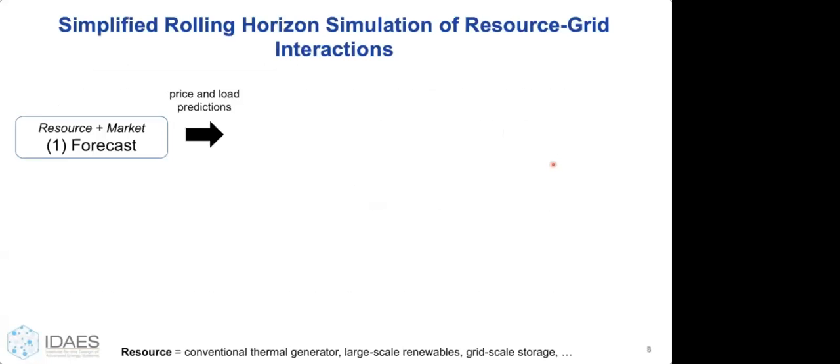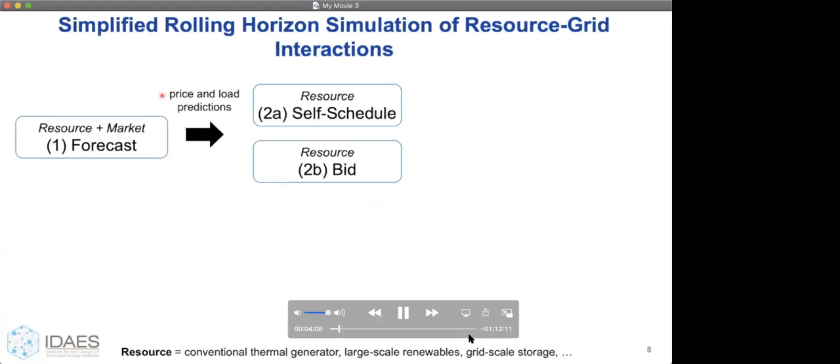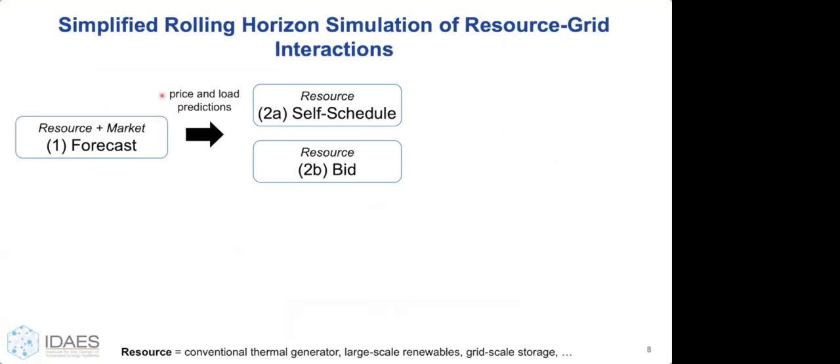Before we can get into that, we need to understand the steps for participating in the market. It starts with a resource in the market making a forecast. This is forecasting the price in the market or the load. So the market will forecast load and renewables. A resource then needs to ask if they're going to self-schedule or bid. I'll talk about both of these in a minute. This is either going to result in a schedule where the resource is saying, I'm going to use this much power every hour, or a bid, which contains cost information.